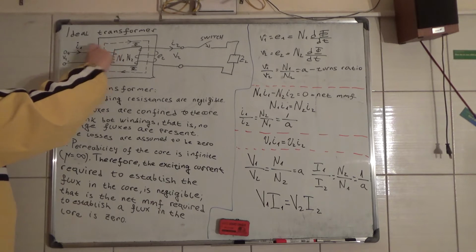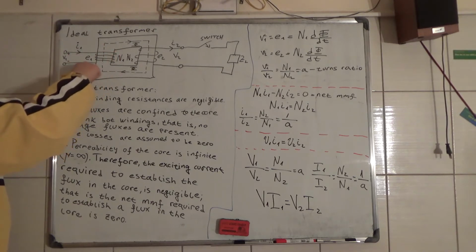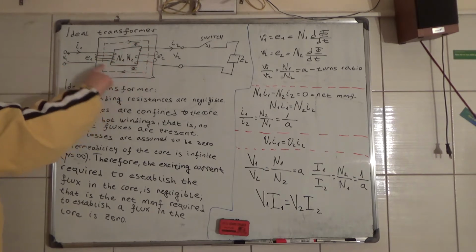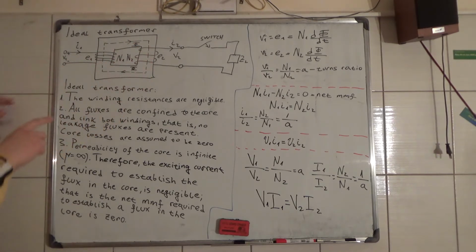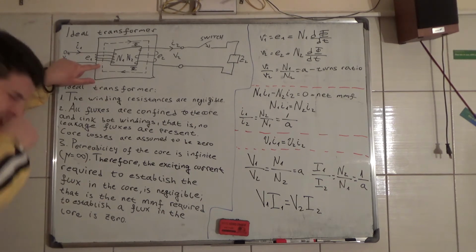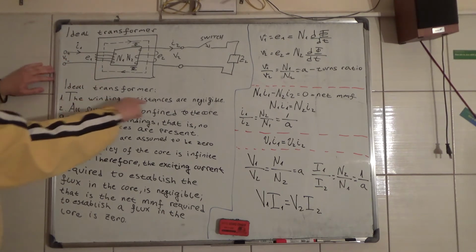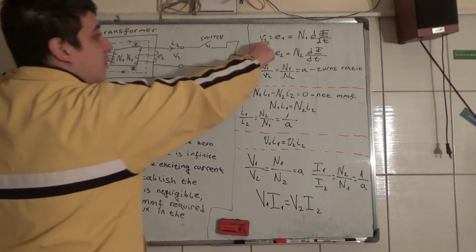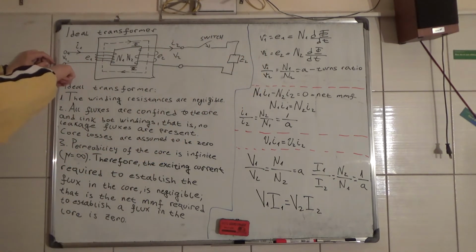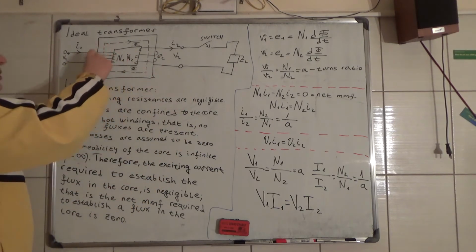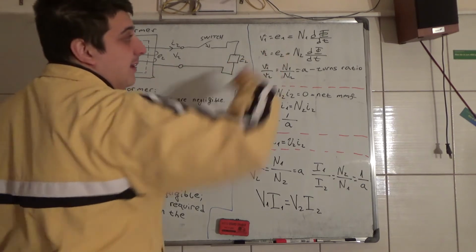because there is no exciting current, so we only have voltage that produces this MMF. So the induced voltage on this winding, which is the primary, because the winding resistance is negligible, E1 is equal to V1. V1 is the voltage that we supply to the primary side of the transformer, and that is equal by Faraday's law.